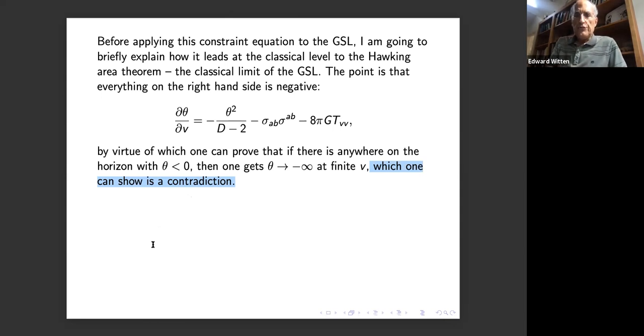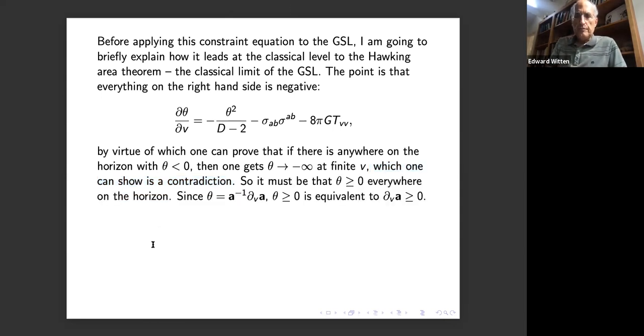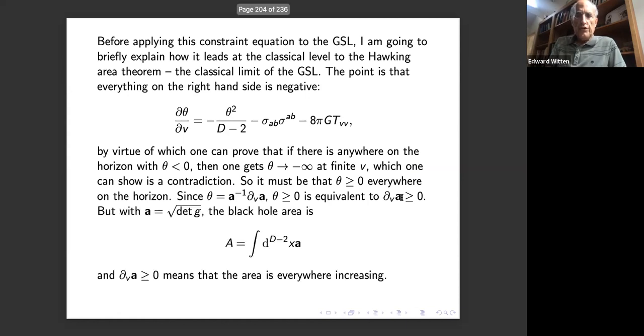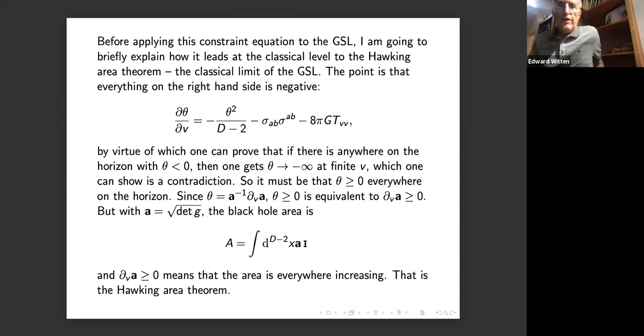And now we're going to compute the first quantum correction. So in the classical limit, theta was non-negative. Since theta was A inverse d_V A, theta non-negative means that the area density on the horizon is everywhere non-decreasing. Therefore, the area, which is the integral of boldface A, is everywhere increasing. So that's the Hawking area theorem, the classical limit of the generalized second law.